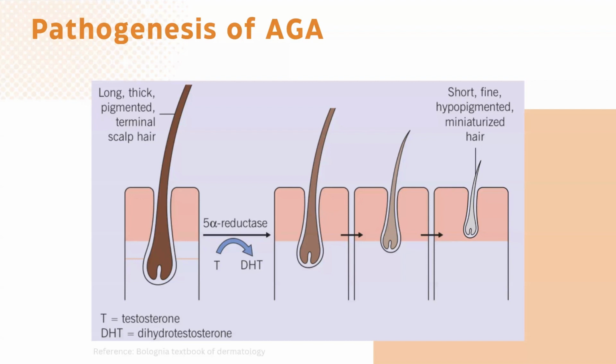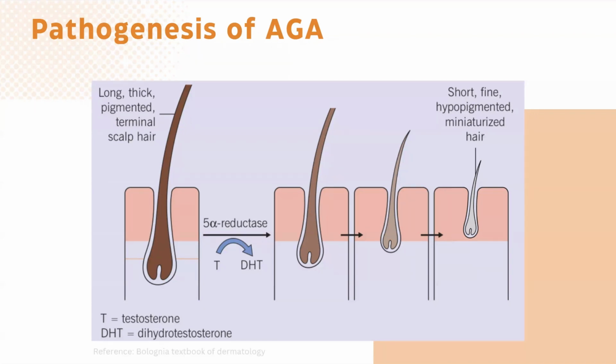Miniaturized hair. When you have miniaturized hair, do you expect that it would cover the scalp well, or the thick terminal hair? Even if you have the same number, which one is expected to cover the scalp well? The miniaturized or the thick terminal? The thick terminal for sure. Good. Okay. So this is one of the things that happen, that the hair becomes small.